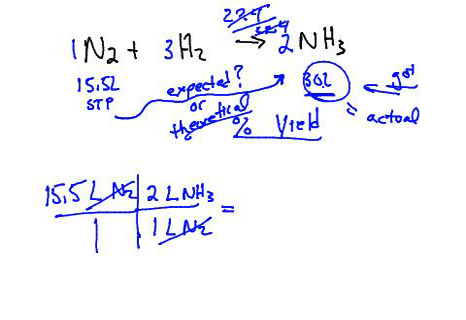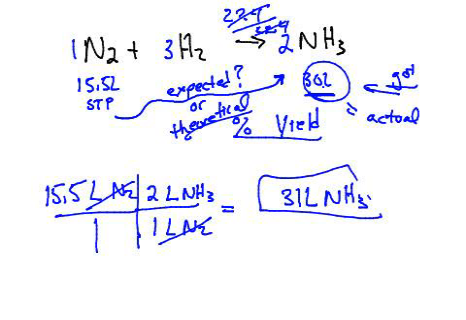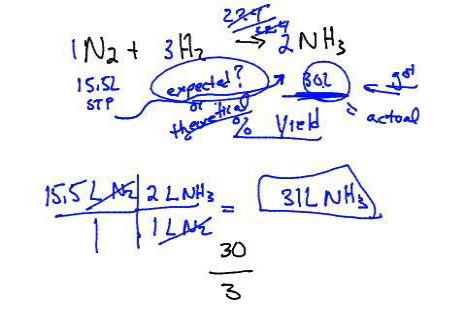I can do this in my head. So this would be 31 liters of ammonia. There you go. So that's how much we're expecting to get out, usually called the theoretical amount. So that's 31 liters, and how much did we actually produce according to the problem? 30. It said we made 30. So I'm going to take 30 over 31. So actual over theoretical times 100.